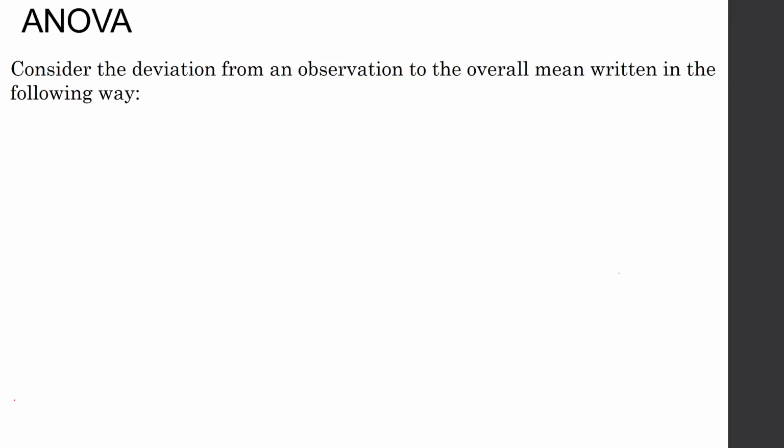All right, so consider the deviation from an observation to the overall mean written in the following way. Do you agree that y_ij minus y-bar-bar is y_ij minus y-bar_i plus y-bar_i minus y-bar-bar? Of course. All we did on the right side was add and subtract the y-bar_i. But notice what we've done in writing it this way.